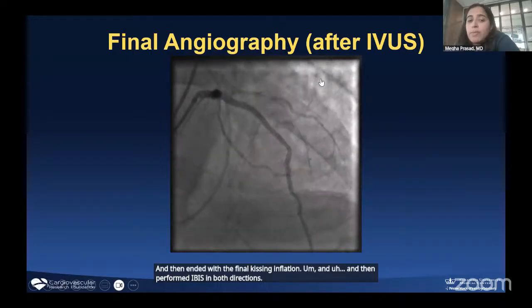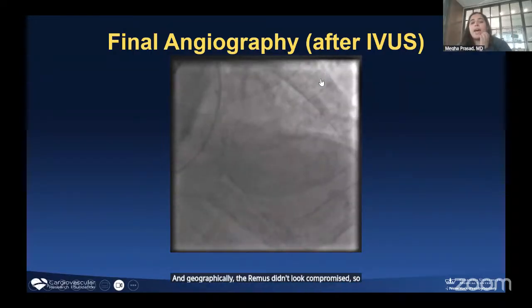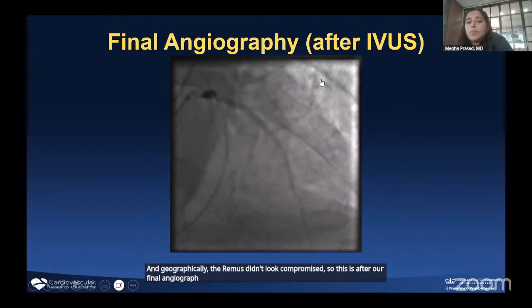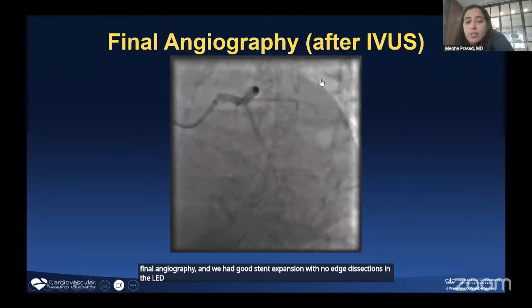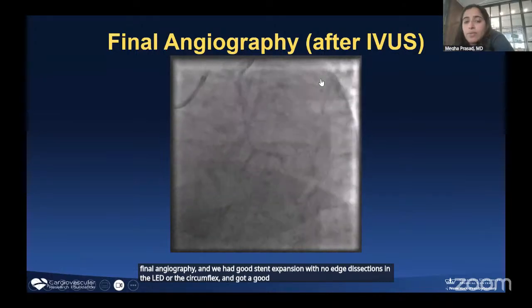Angiographically, the ramus didn't look compromised. So this is after our final angiography, and we had good stent expansion with no edge dissections in the LAD or the circumflex, and got a good angiographic result.